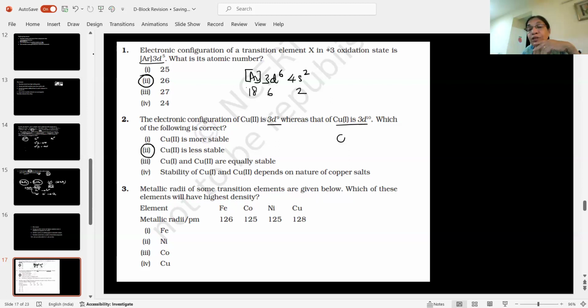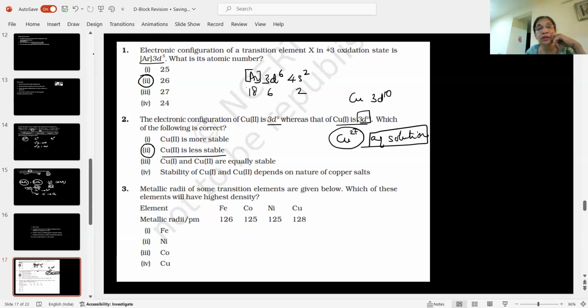See, what you are saying, Cu2+ is more stable because Cu2+ is more stable in aqueous solution. But otherwise, Cu+ has a more stable oxidation state because of 3d10, right? So Cu2+ is less stable. I think that should be the answer. I will just take 1 minute and check.